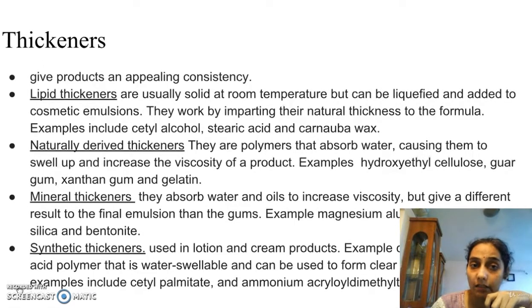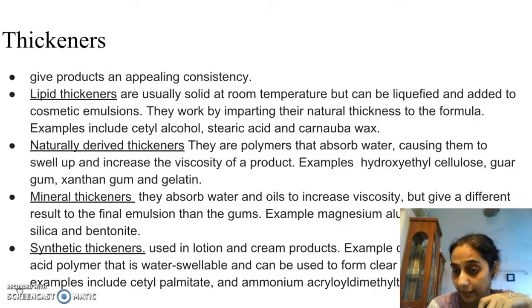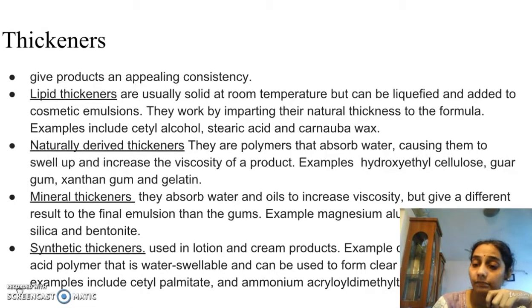Next are thickeners. Why do we use thickeners? Thickeners give an appealing consistency to the cosmetic. And thickeners are mainly of 4 types. There can be lipid thickeners. What are lipid thickeners? They are solid at room temperature, can be liquefied and added to cosmetic emulsions. They give the natural thickness to the formula.